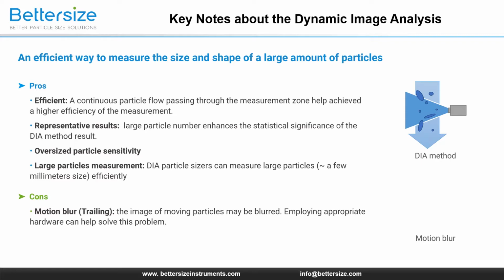Before we discuss the large particle measurement, I would like to share something about the motion blur. The motion blur or shading phenomenon will cause a dynamic image analyzer to capture blurred particle images. The good news is we can solve this problem with optical settings, for example, high-speed cameras and stroboscopic light sources. On the other side, when the particle size becomes larger, the negative effects of the motion blur become smaller.